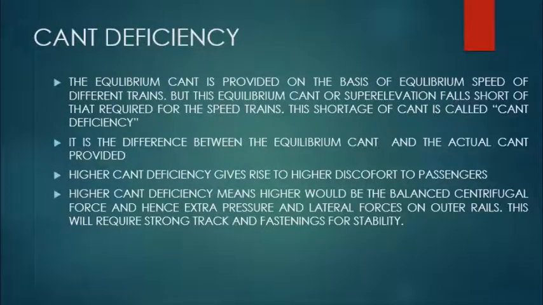Next, we can move to another topic called cant deficiency or super elevation deficiency. The equilibrium cant is provided on the basis of equilibrium speed or average speed. But this equilibrium cant or super elevation falls short of that required for the high speed trains. This shortage of super elevation is called cant deficiency. In other words, cant deficiency is the difference between the equilibrium cant necessary for the maximum permissible speed on a curve and the actual cant provided.